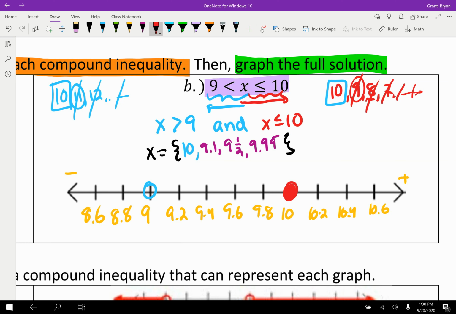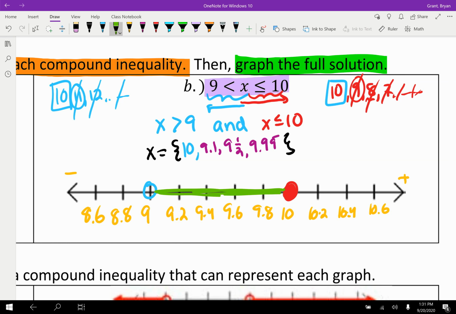But where do we shade? Do we do like what we did before and shade on either outside? Well, the values we're looking at are between 9 and 10. Between 9 and 10 is, as you'd probably guess, shaded between 9 and 10. And there we go. Now we have our compound inequality.